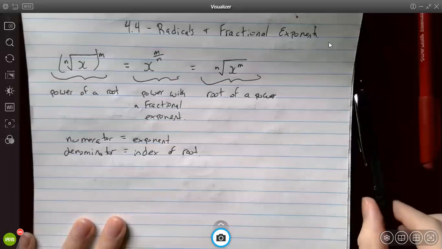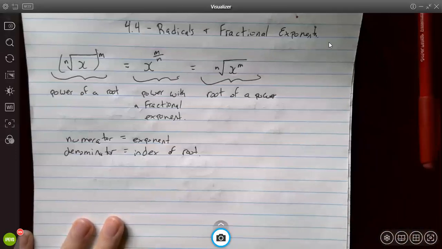Good morning, guys. So today we're going to be continuing on with chapter 4, and I have a nice, short, easy lesson for you. We're going to be talking about how to convert between radicals and fractional exponents, which, don't worry, is not as tricky as it sounds. Okay, so this is lesson 4.4, radicals and fractional exponents.